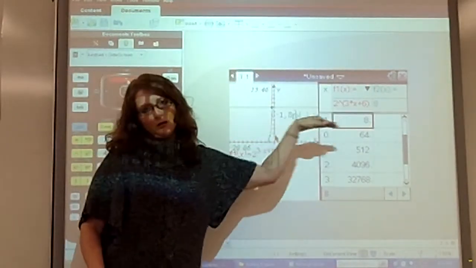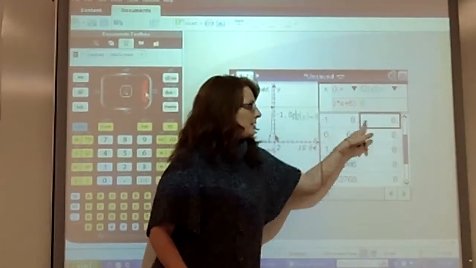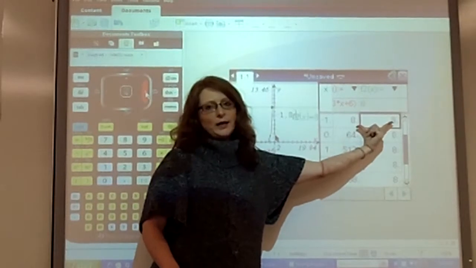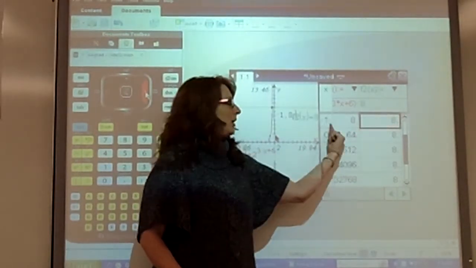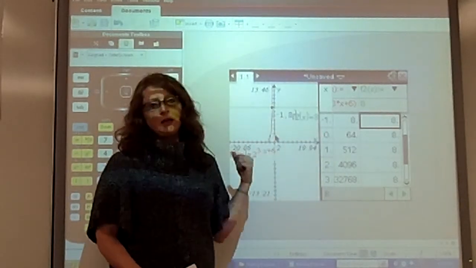And you're going to have to arrow over to the right to get that second y to show up there. As on the other table, y has the same value at the solution. X equals negative 1. Same thing in the table as I get on the graph here.